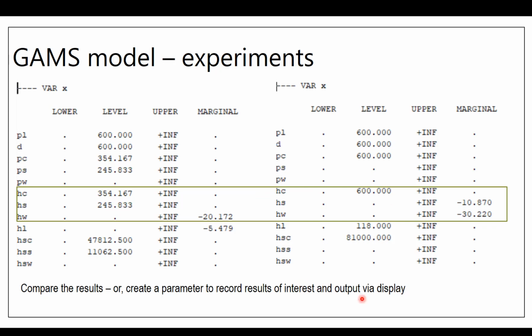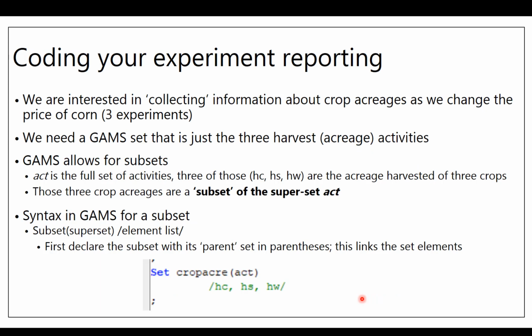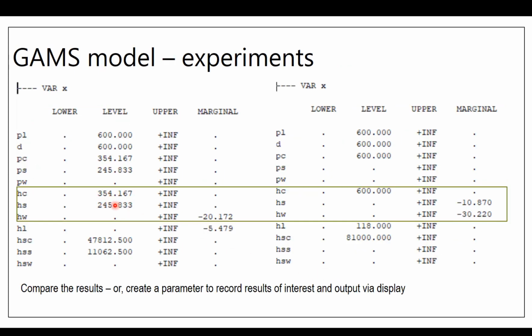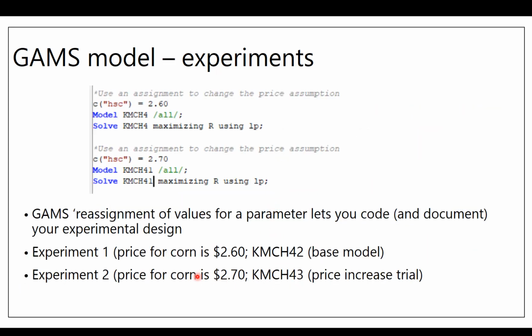So we can compare these results directly, or as we've done before, we can collect our results, right? So if we're interested in the harvested corn and harvested soybean acres as the price changes for corn, then we would just create some parameter and record results every time we run a new solution. Run this experiment, record the harvested acres of corn and soybeans. Run this one, it's the second trial, or the third trial, I guess in this case, record the harvested acres of corn and soybeans.